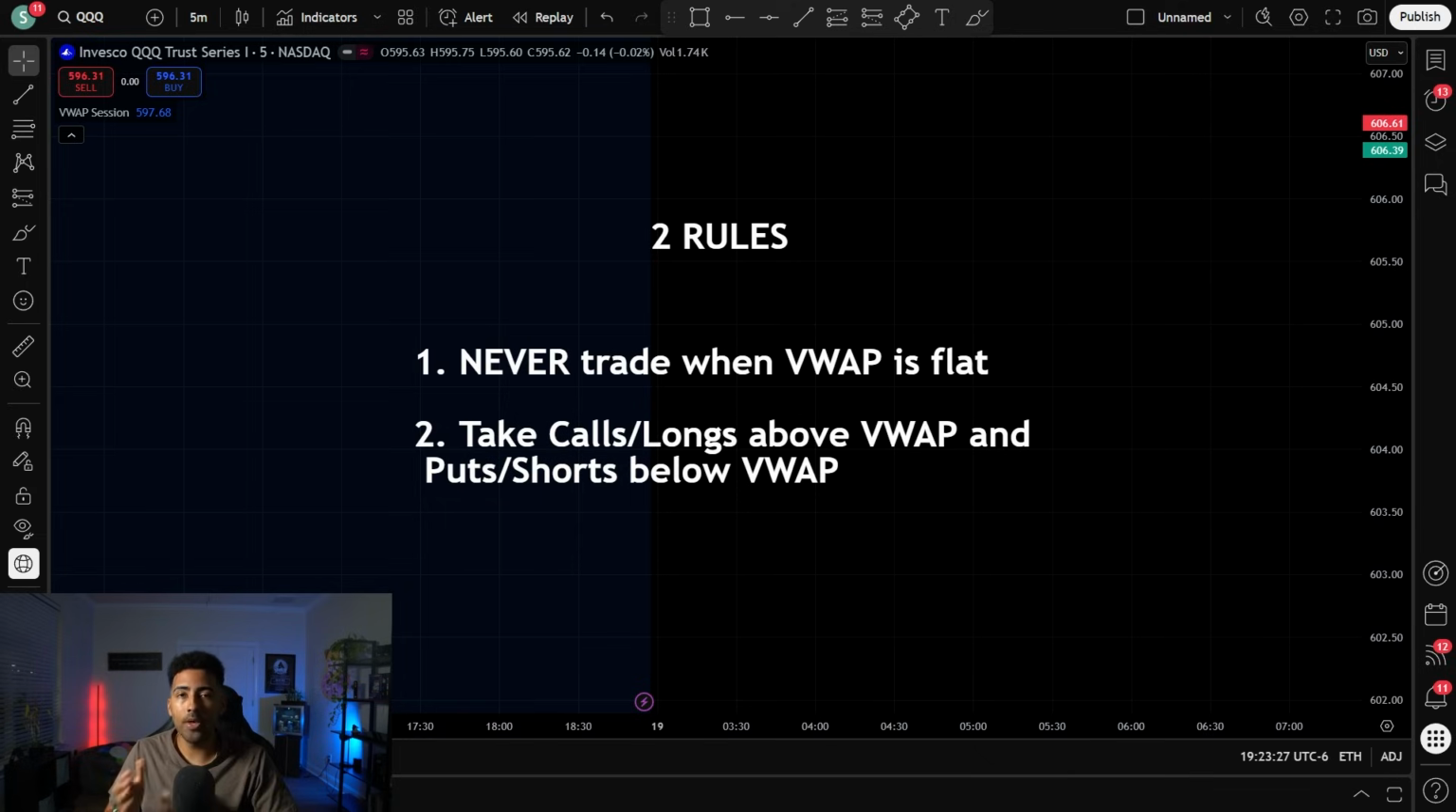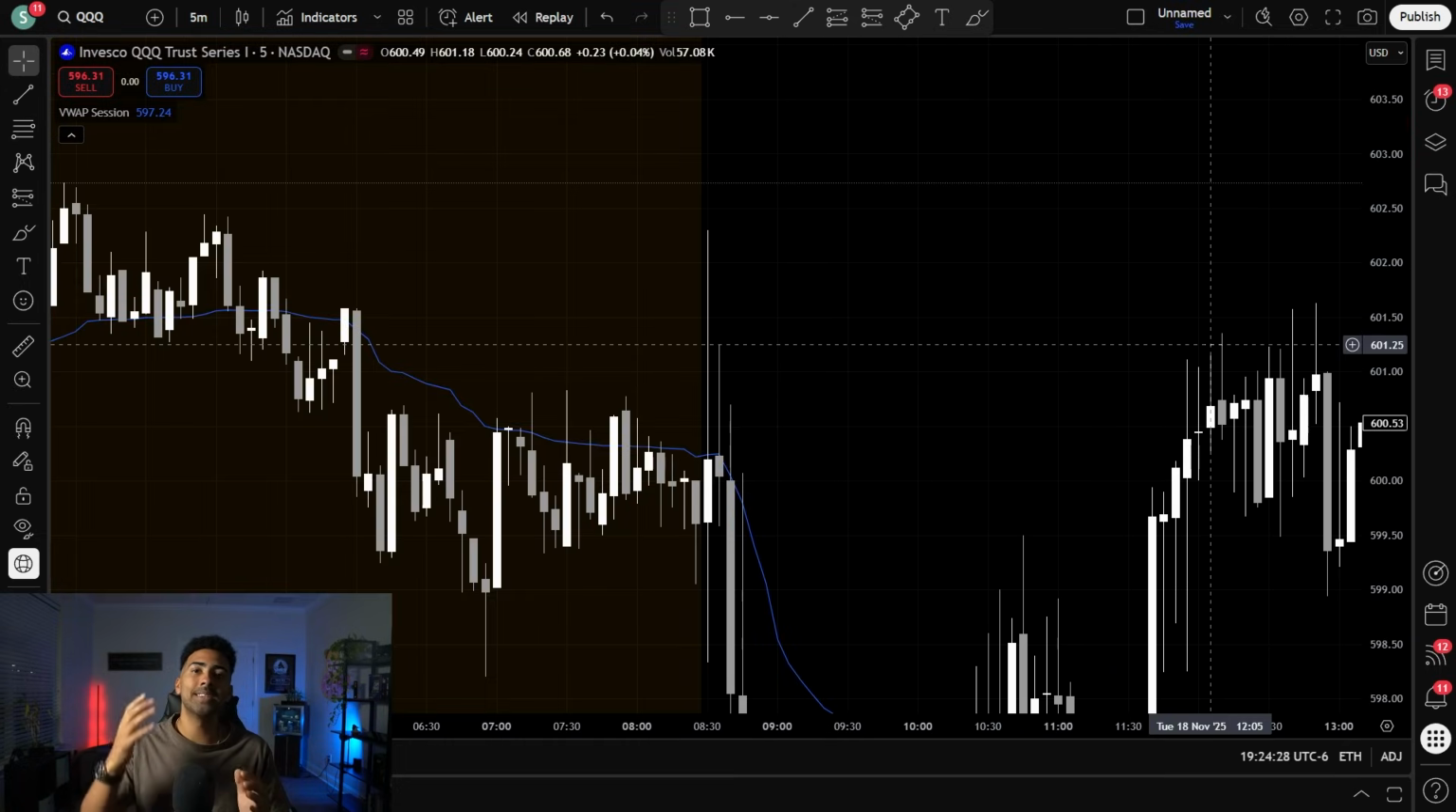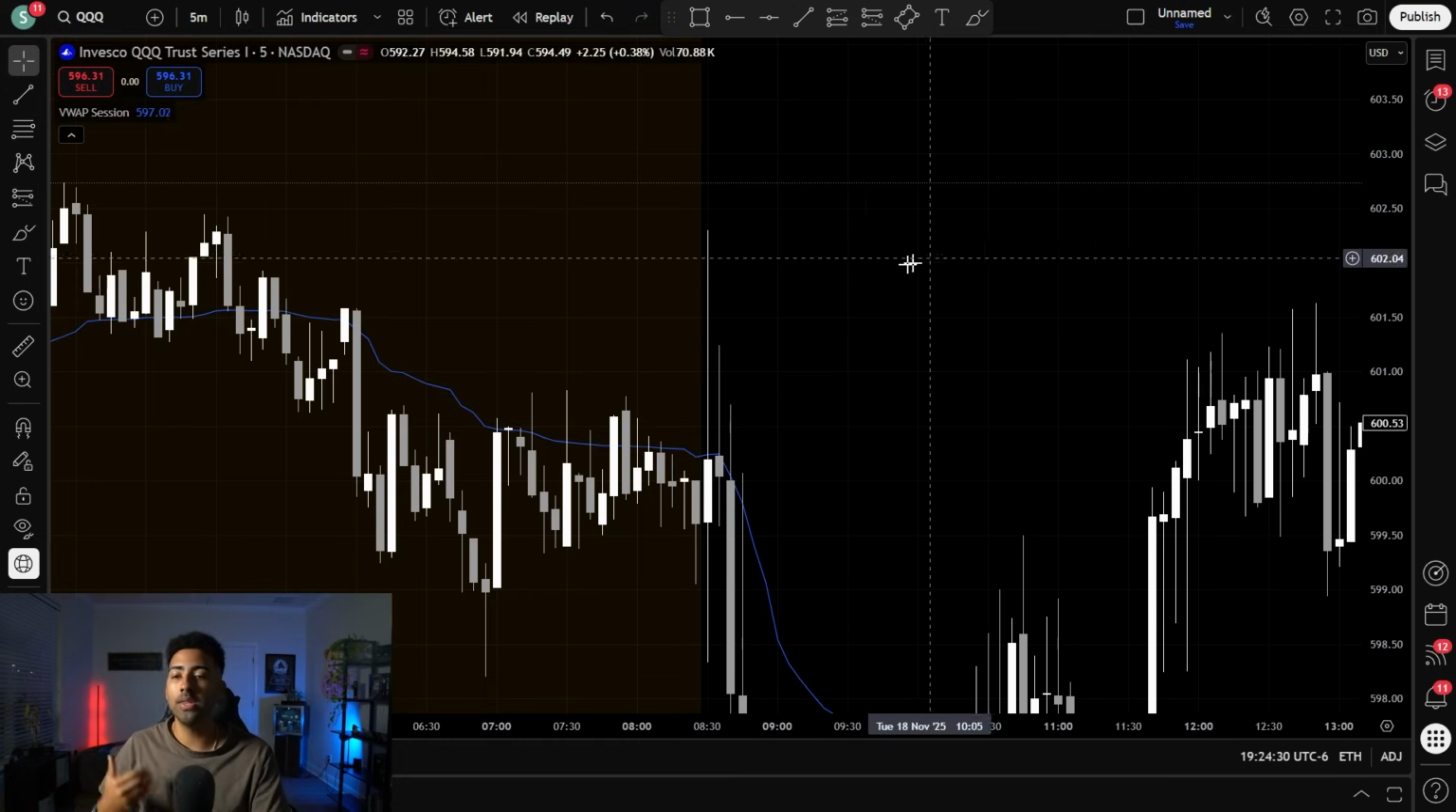Okay, so now that you know how to actually take trades and you know the two main rules when it comes to trading with VWAP, we need to be able to actually structure an entry. Watch this part very, very closely because I'm going to break down the actual VWAP entry model that will change your trading forever. All right, so this is entry setup number one, which is going to be the liquidity grab.